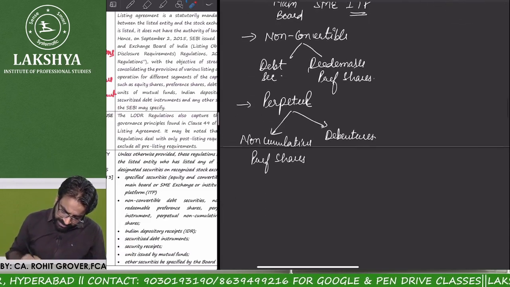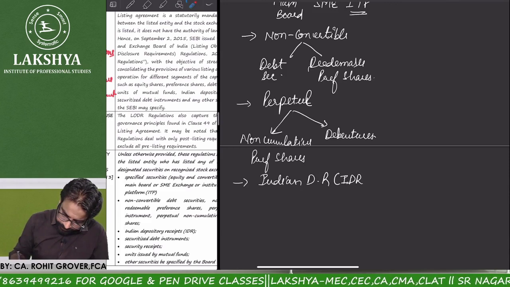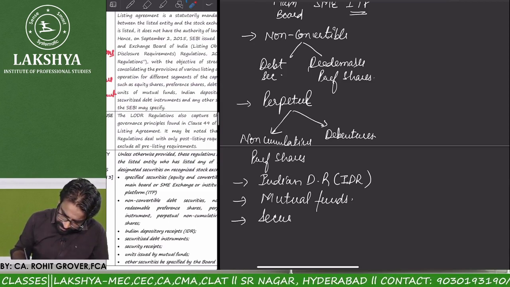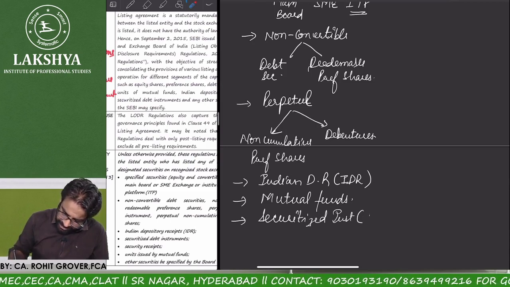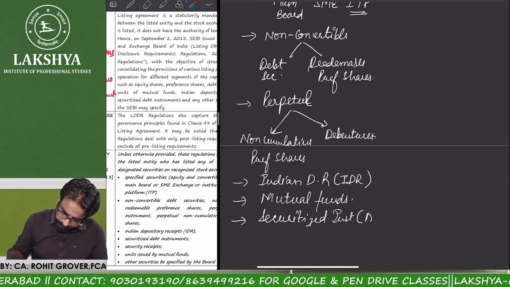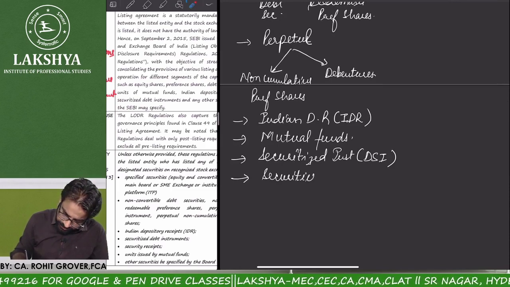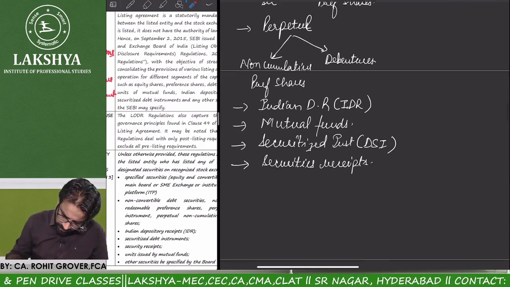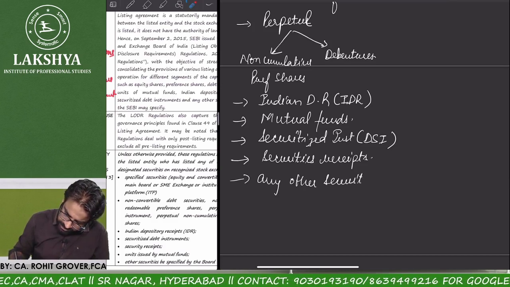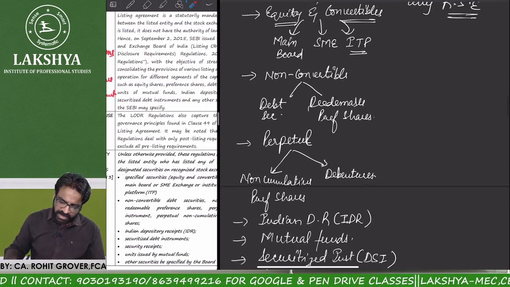Yes. Next point. What is the next security? If you have any Indian depository receipts, that is called IDRs. If you have any mutual funds listed, if you have any securitized instruments, that is basically debt securitized instruments. Or if you have any kind of securities receipts and any other securities specified by the board. Correct everyone?